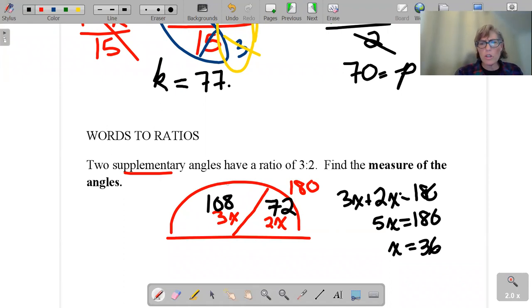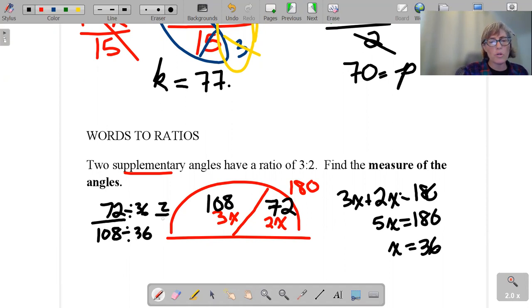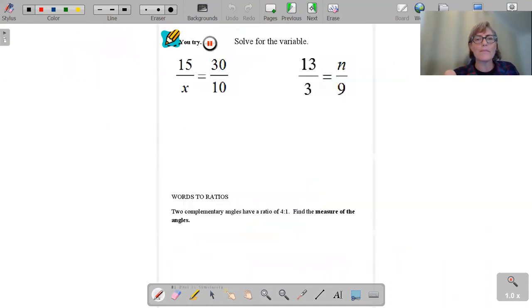How do I know it's a ratio? If I do 72 and 108, and I divide both by 36, I get a ratio of 2 to 3. There's my check. And they add up to 180. You do this page. Cross multiply. You may not touch a calculator. Pause.